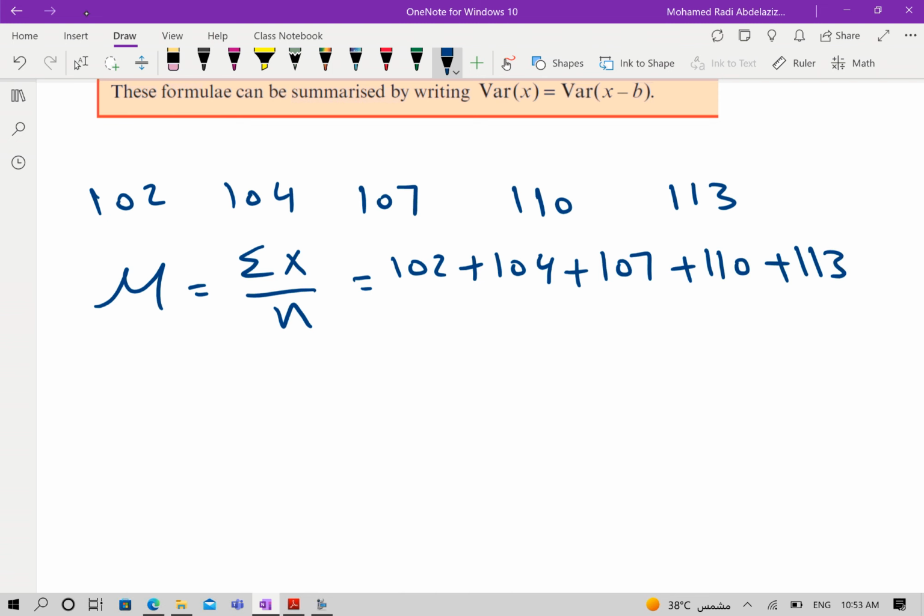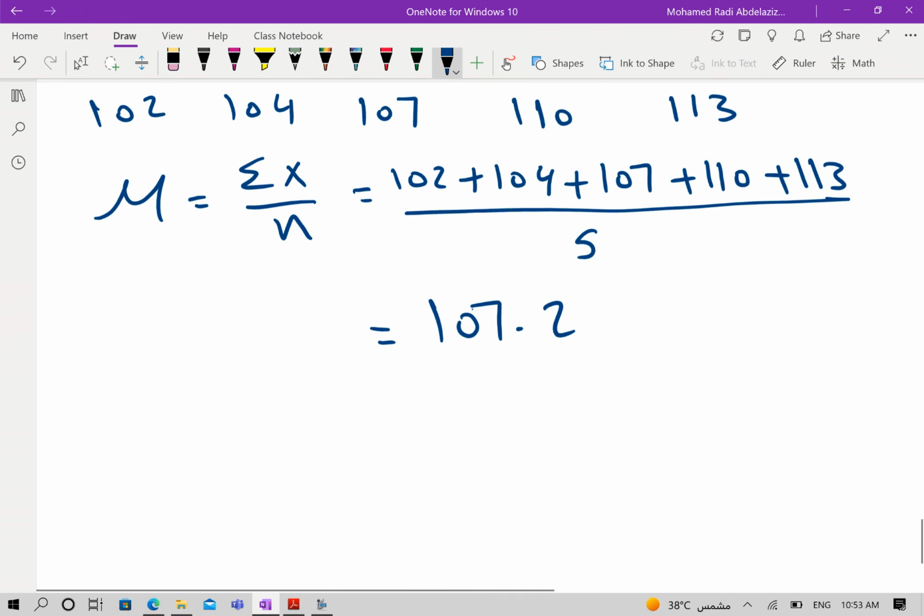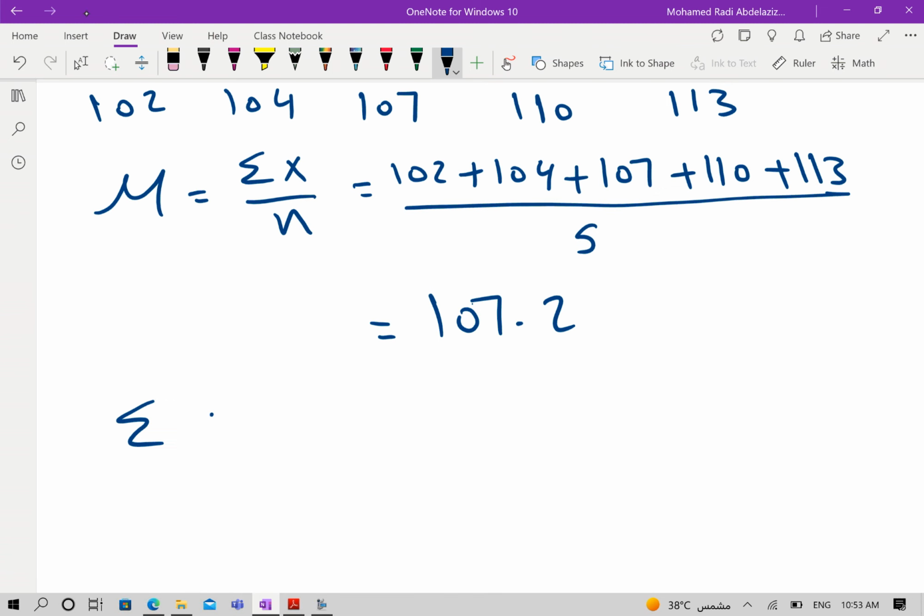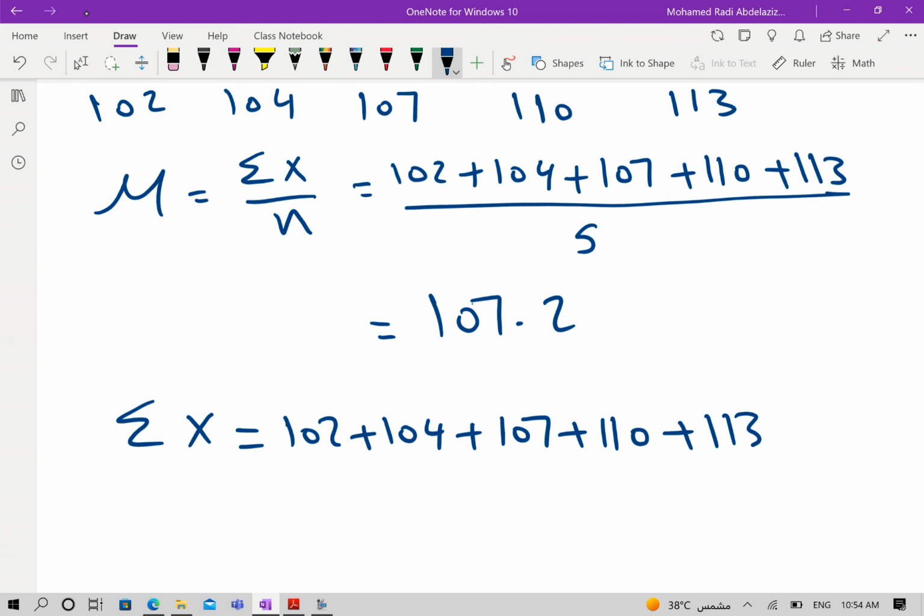Give me the final answer, please. 107.2. If you get sum of x only, sum of x only is 102 plus 104 plus 107 plus 110 plus 113. So the answer is 536.